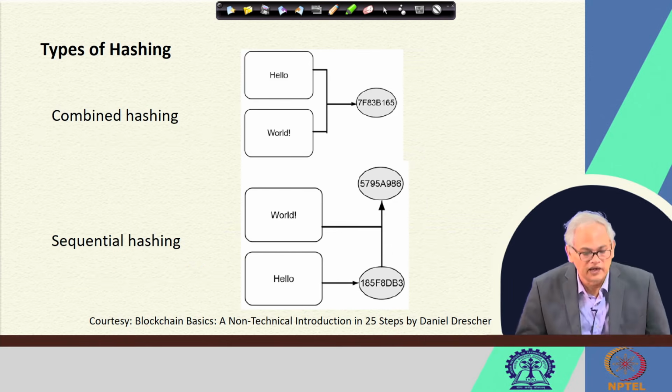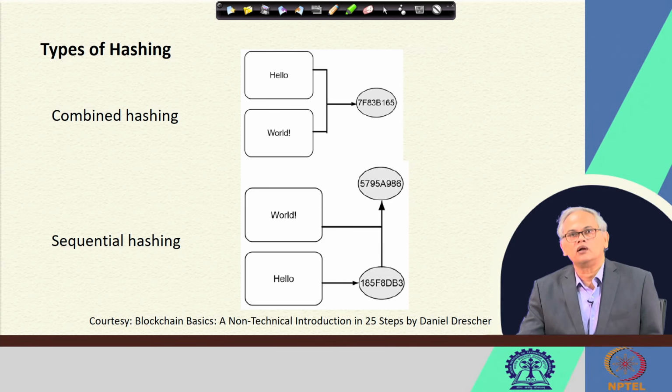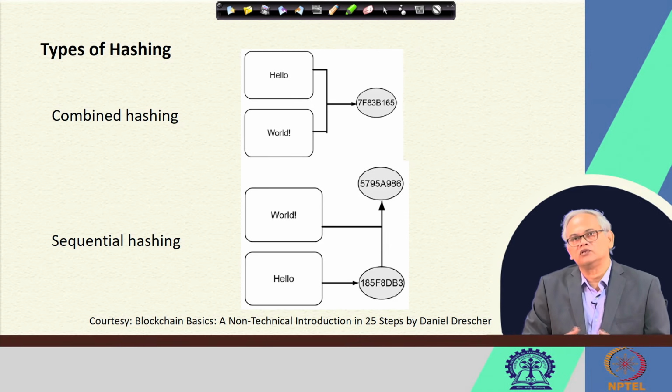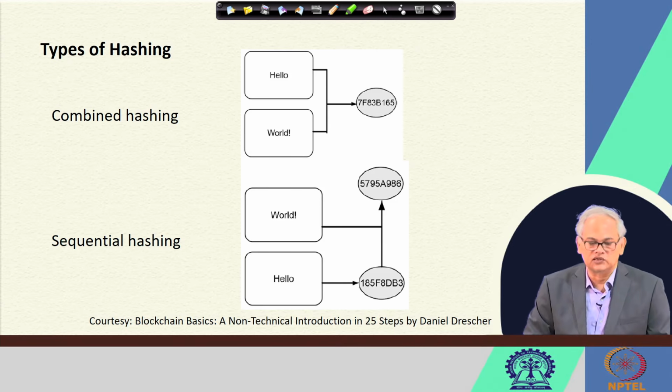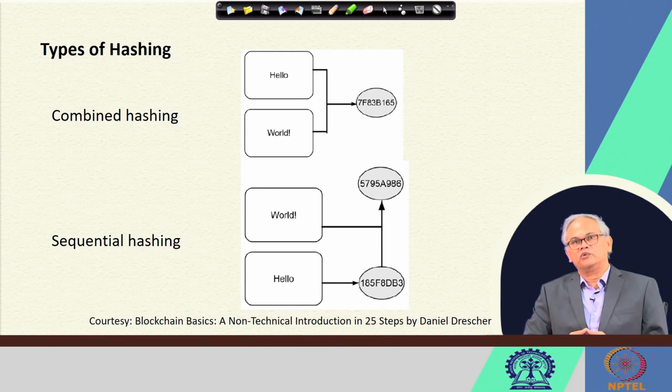The third type is combined hashing. If we are given one input as hello and the other as world with the exclamation, then of course we can first concatenate hello and world, and then carry out the hashing on it using, say, SHA-256. We will get this as output, and that exactly is what we have already seen by giving hello world exclamation as the input, and we got the output of which the first 8 hexadecimal digits are what are shown here.